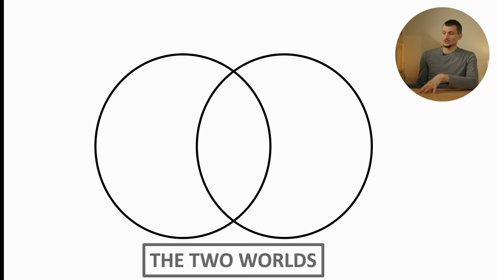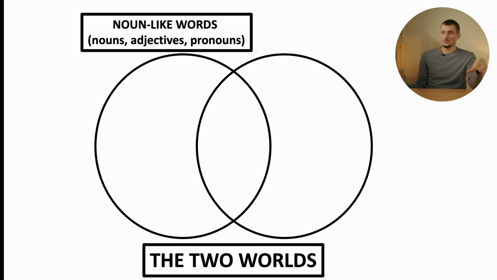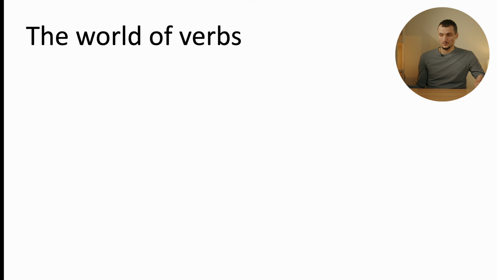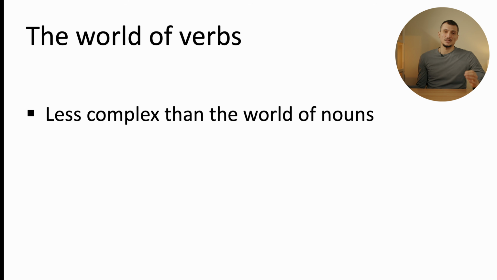So again, two circles representative of two worlds, noun-like words or the world of nouns on the left, the world of verbs on the right, and now we have some idea of what we mean by noun, adjective, and pronoun. So a noun is a word for a person or thing or a place. An adjective describes that word in more detail, and a pronoun can replace it altogether. And so we're only left with the world of verbs. And the first thing to say is that it's much, much, much less complex than the world of nouns. Believe me, when you'll be learning Slovenian, you'll struggle with the world of nouns way more. Nouns and adjectives and pronouns are way more complicated than verbs.